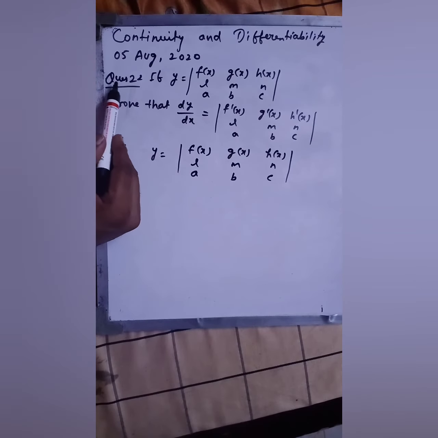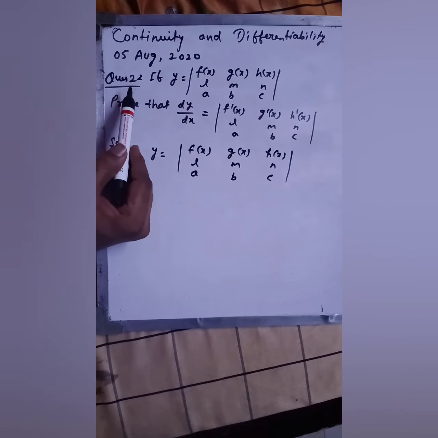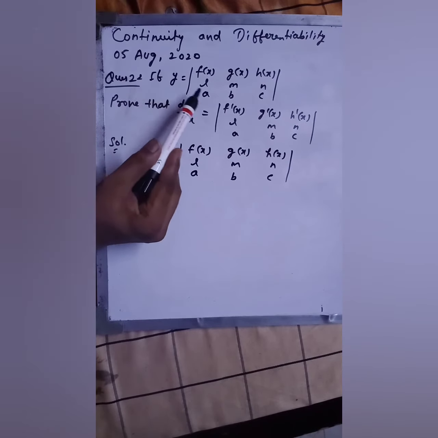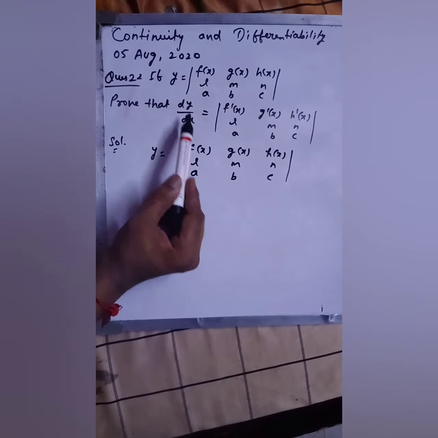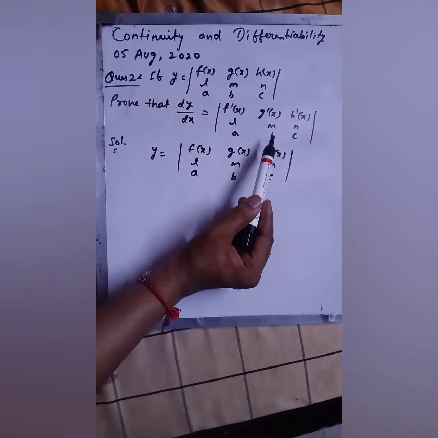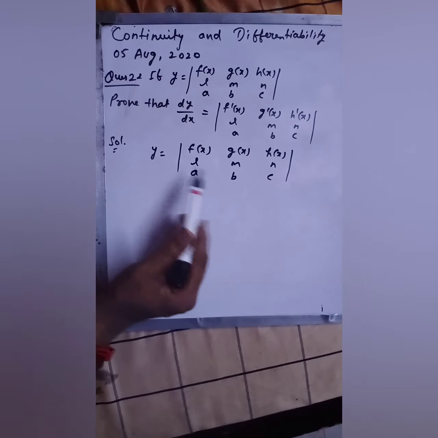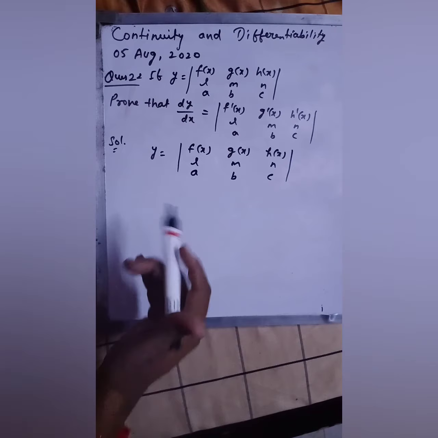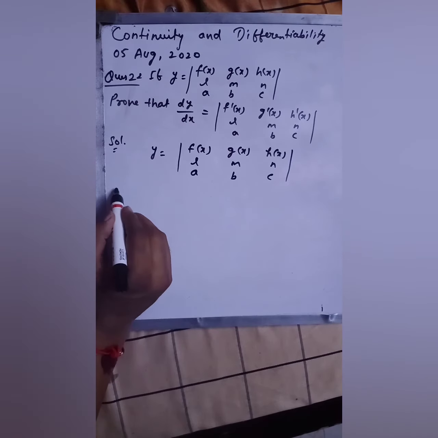Here we have to solve our question number 22 of this exercise. Fine. So here y is given to us and we have to prove that dy by dx equals this. Okay, so here is a question. So in this question what you have to do, here I am differentiating both sides.